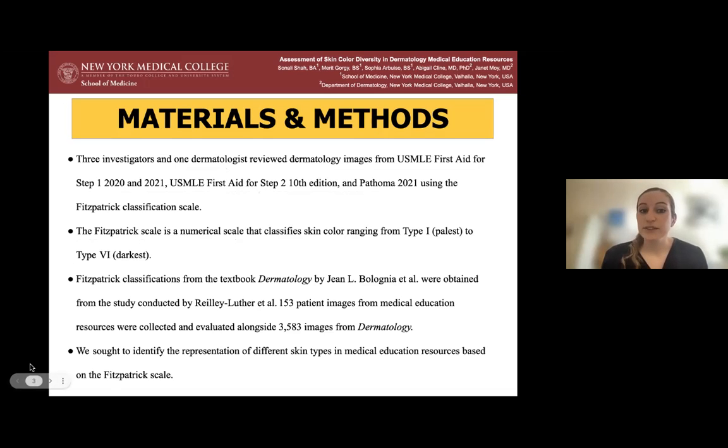The three of us worked with the dermatologist to review dermatology images from USMLE First Aid for Step 1, the 2020 and 2021 editions, USMLE First Aid for Step 2, the 10th edition, and Pathoma 2021, using the Fitzpatrick classification scale. The Fitzpatrick classification scale is a numerical scale that classifies skin color ranging from type 1, which is the palest, to type 6, which is the darkest.